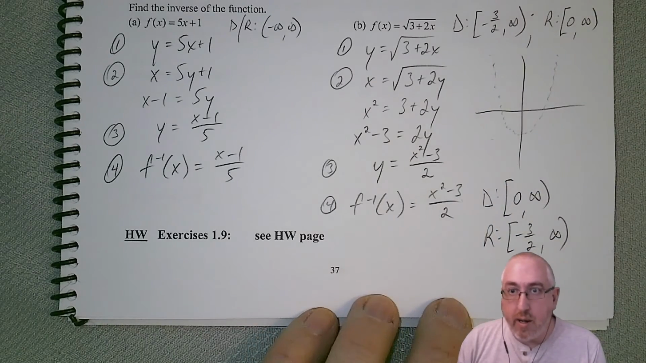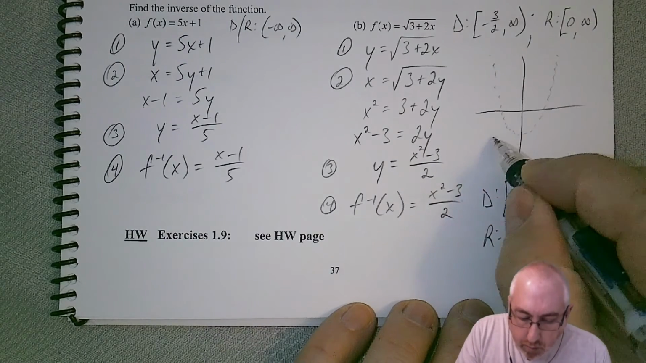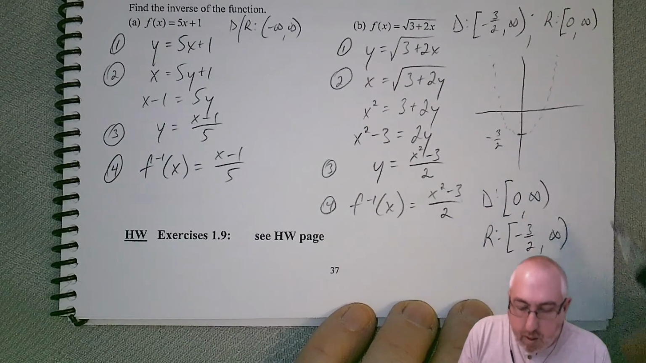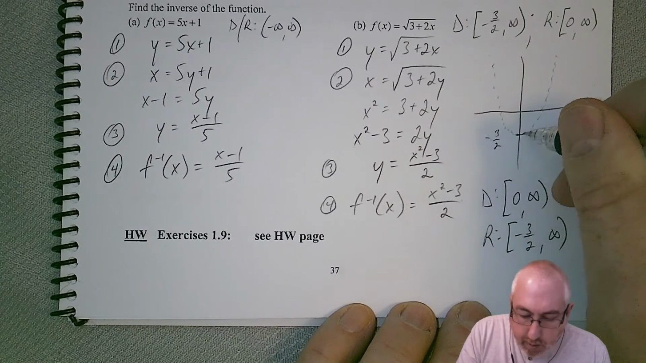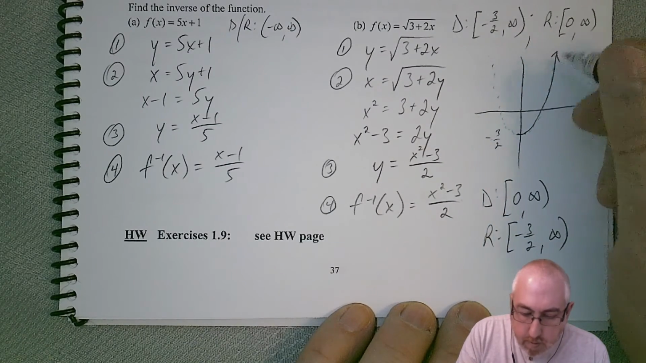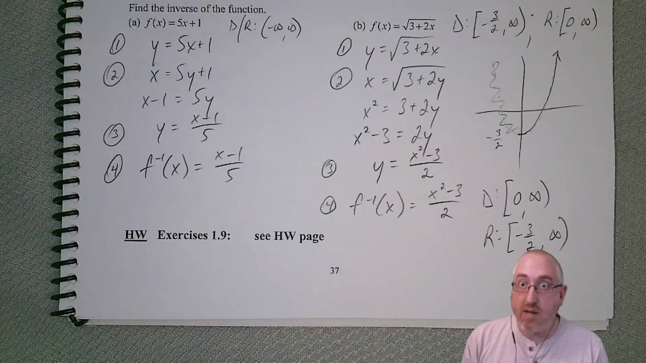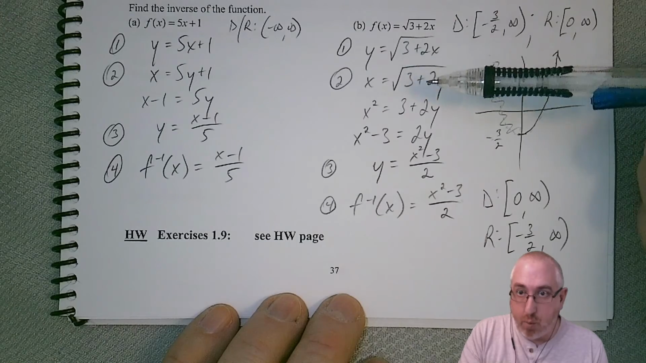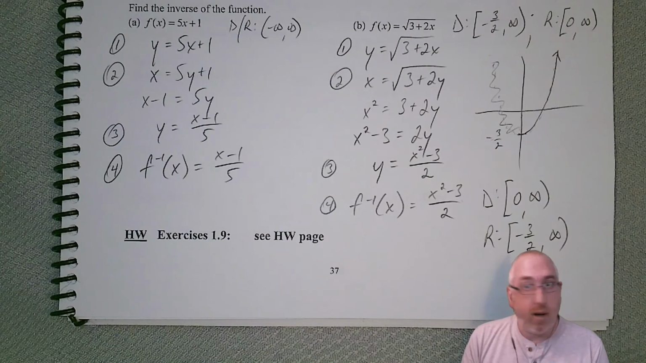Now I'm not drawing the whole thing in because, remember, we're restricting it. So we already know that it's going down to negative 3 halves. That's good. But our domain, remember, is from 0 to infinity. So we only want this right-hand side. We don't even want any of this. And now it satisfies the horizontal line test as well, because you can pass a line through it and it's only hitting the graph in one spot, which is what we want. So we need to have those restrictions, otherwise it's not truly an invertible function.